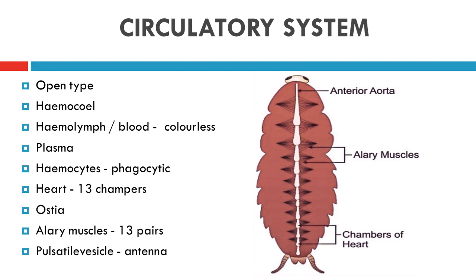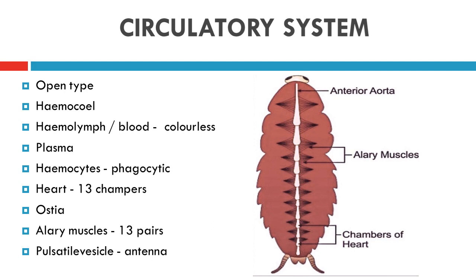The next system is the circulatory system, which is also simple. Here the circulatory system is open type. Already we know what an open type circulatory system is. If there are no developed blood vessels, that type of circulatory system we term as open type. There are no blood vessels to carry the blood away from the heart. So in the cockroach also, there is an open type circulatory system.